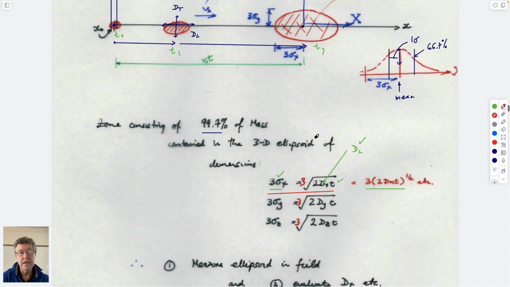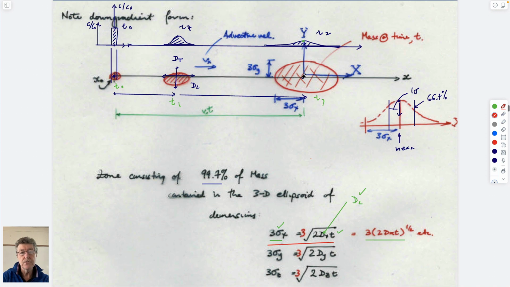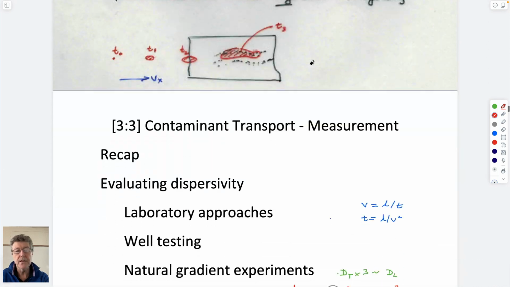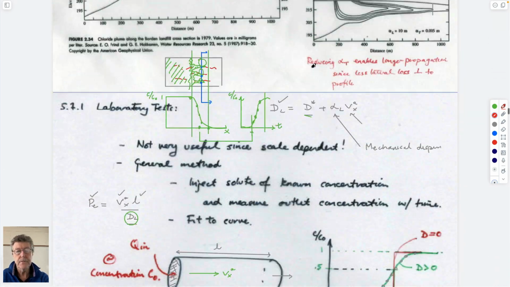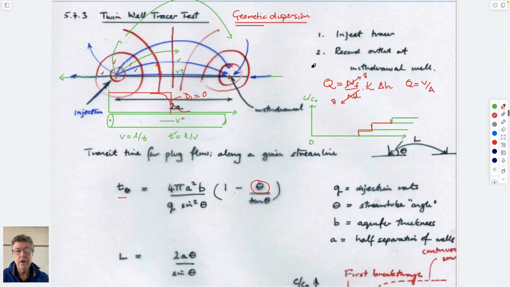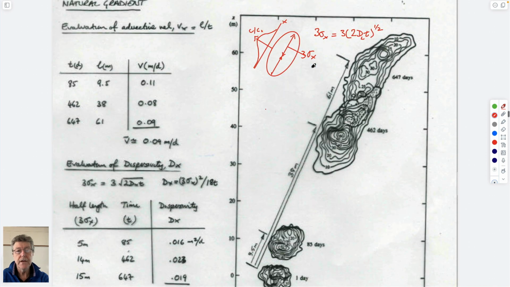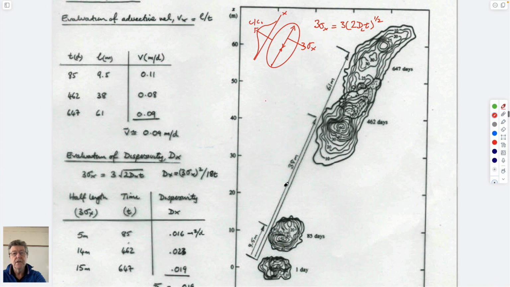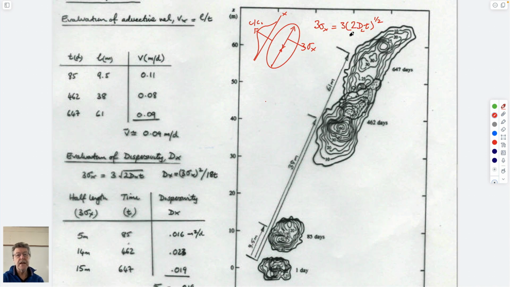We can do it in the x direction. We can do it in the y direction. So x would represent longitudinal, y would represent transverse, and z would represent the other transverse. And so if we have an experimental result like this, we talked about it, we could figure out exactly what the value of D_L would be equal to.